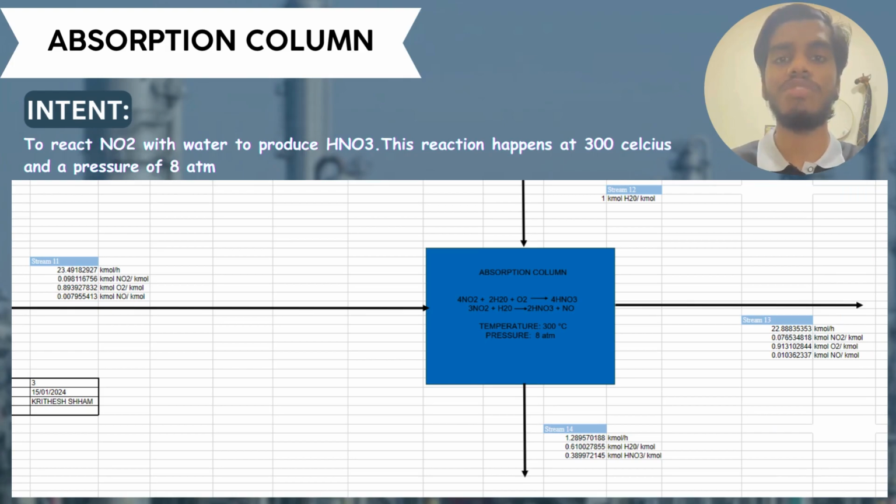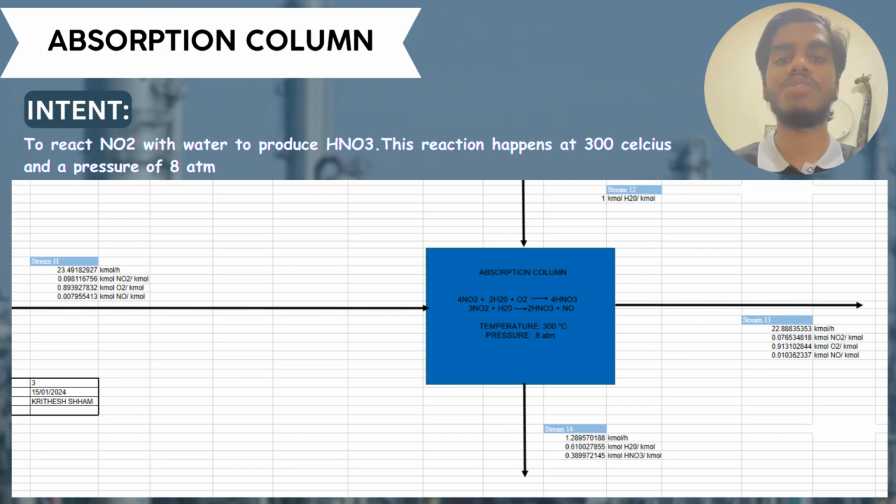Now, I'll be talking about the block that I have designed, which is the absorption column. The intent of the absorption column is to react nitrogen dioxide with water to produce nitric acid. The absorption column is at a temperature of 300 Celsius and a pressure of 8 atm. There are 4 streams in this absorption column. The first stream is stream 11, which consists of nitrogen dioxide, oxygen and nitrogen oxide, which comes from reactor 2. It mixes with a stream of water, which is stream 12, and there are 2 streams leaving, which are stream 13 and stream 14.